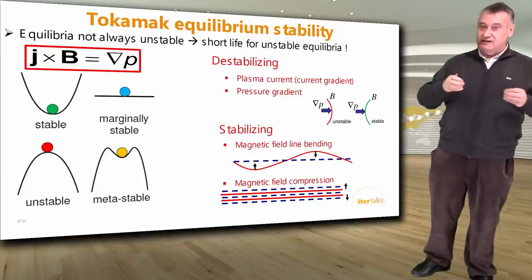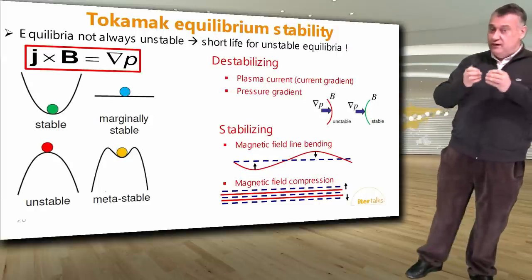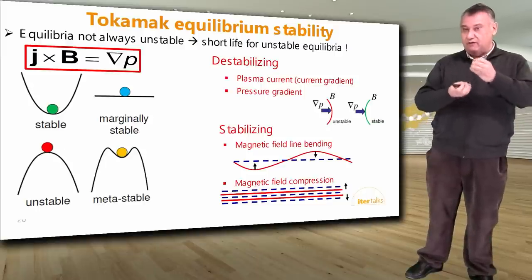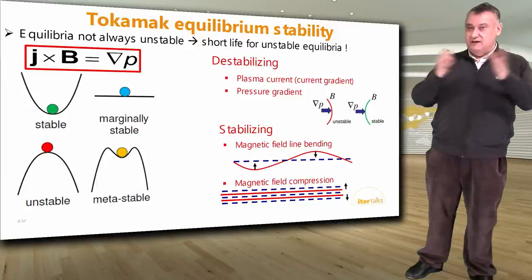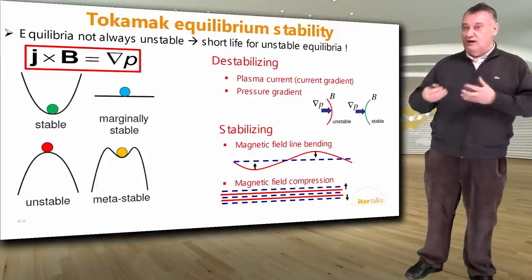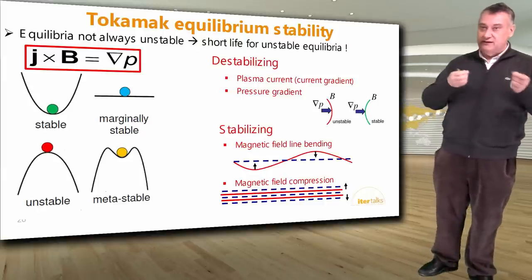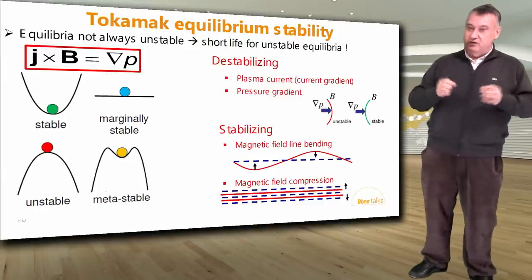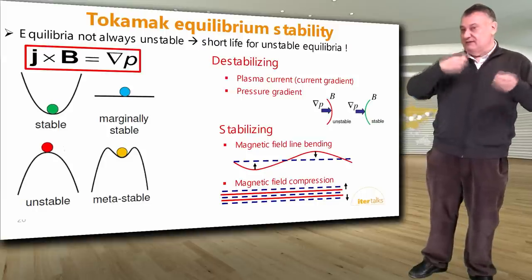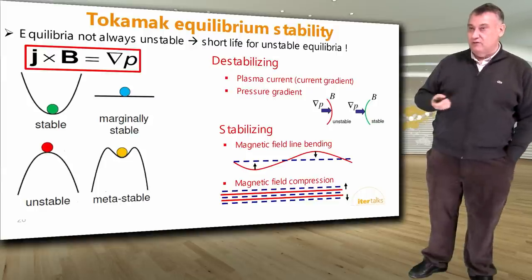Then you have unstable. This means that if you are in a condition in which just by chance you have achieved an equilibrium of forces, if you deviate from this, basically the plasma will move and lose its properties. Or you can have metastable, which means that if you have small oscillations of the magnetic field and the pressure, the plasma will recover, but if they are larger, because for instance, the plasma temperature evolves in a quick way, then it can become unstable.